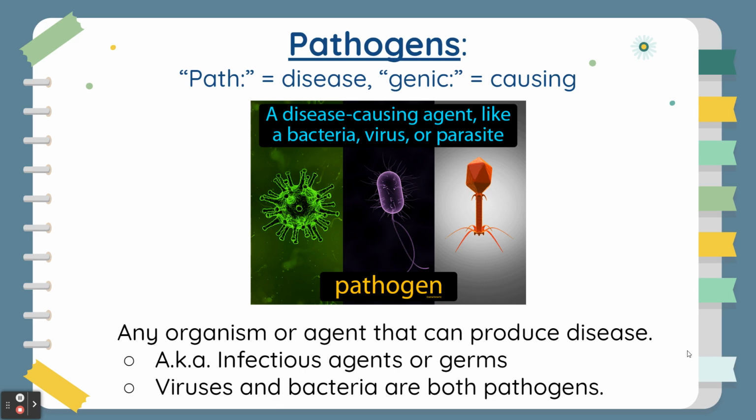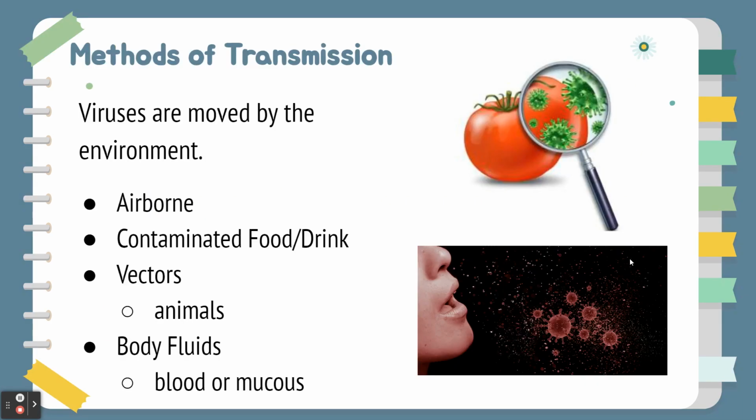Regarding viruses as pathogens, viruses cannot move by themselves. They're going to rely on their environment in order to move about. Some of the common methods of transmission include airborne transmission, which occurs when viruses are carried through the air in respiratory droplets produced by an infected person. These droplets can be inhaled by others, leading to infection such as the common cold or flu.